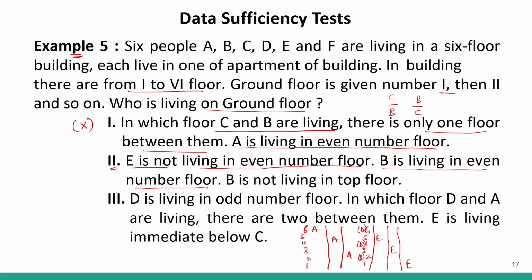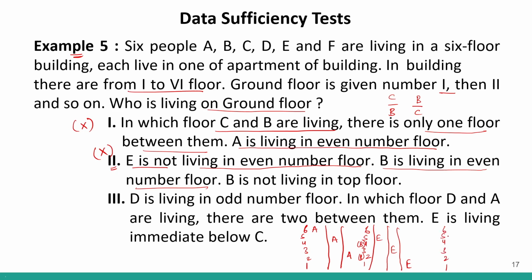B is not living on the top floor. That means at this position we cannot have B. We can have B at 4th or 2nd. So B is at 4th or 2nd. So this much possibility I am getting from the second statement. So this is also not sufficient to answer who is living on the ground floor. Correct? Now let us look at the third one.